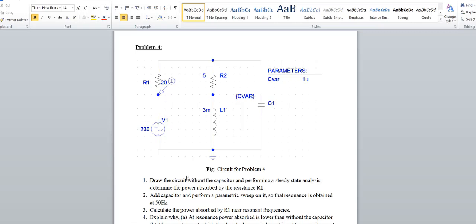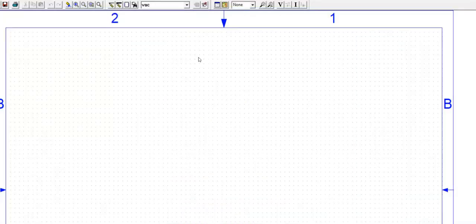Now in the first problem we have to draw this circuit without the capacitor and determine the power absorbed by resistance R1. So let's draw this at first. For this one you can choose both VSC and Vsin as we have to do a circuit at fixed frequency 50 Hz. In the earlier examples we have used VSC, so let's select VSC for this, but you can use Vsin also.